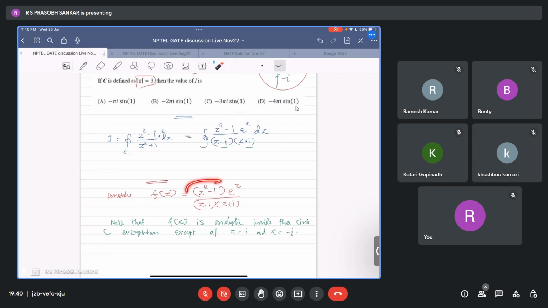Because for any other value, this part is a rational function and this is exponential. Exponential functions are also analytic. So in this entire function, except at the points where the denominator becomes 0 or the function becomes infinity, f of z is analytic. The statement is clear, right? It's different from what we did before. What I'm telling now is that this function f of z is analytic everywhere inside the circle except at these 2 points. Correct, no? Is that okay? Shall I continue? Yes, sir.